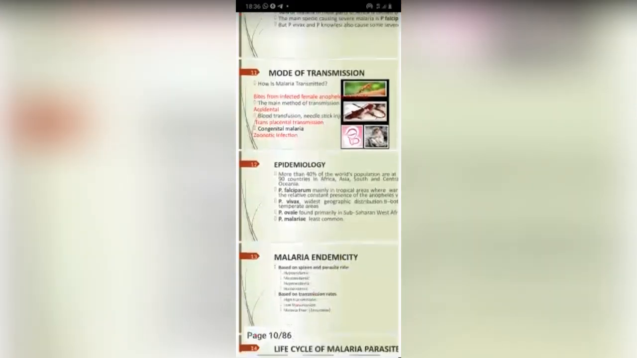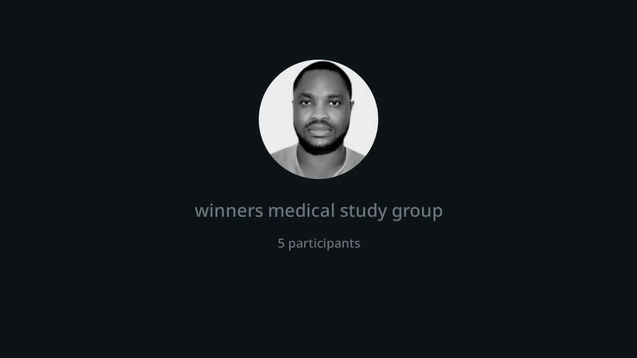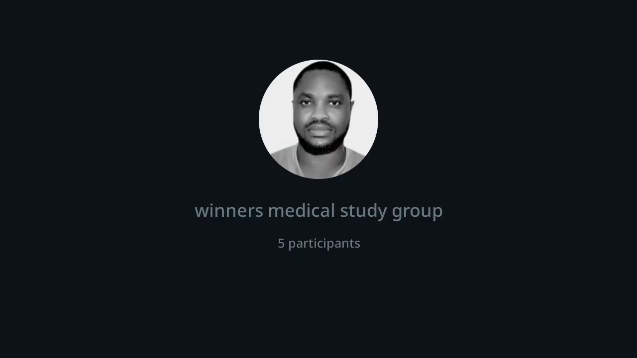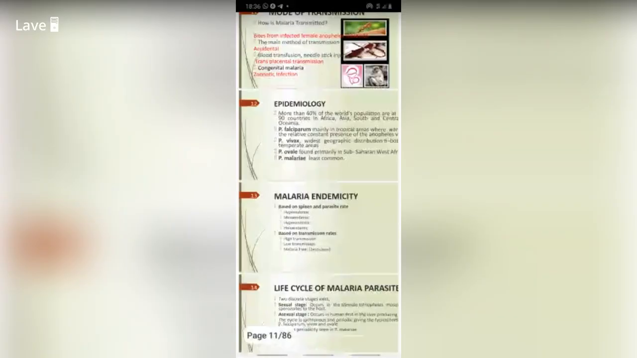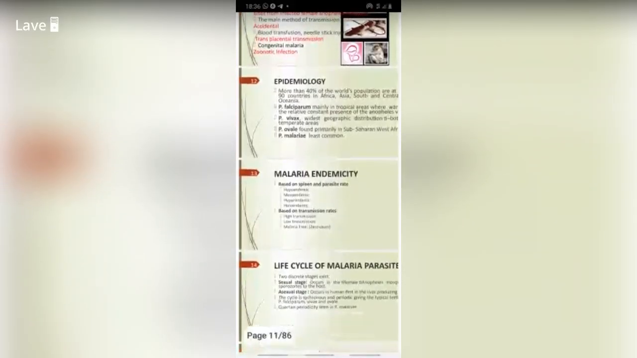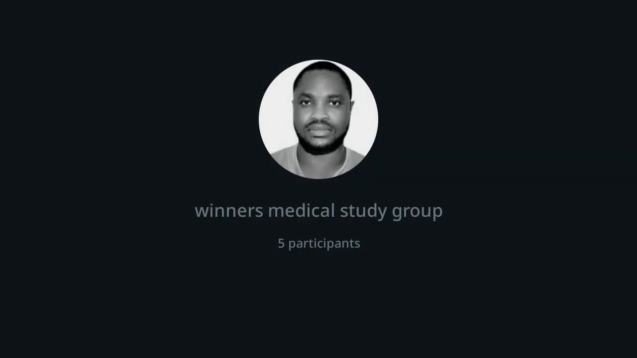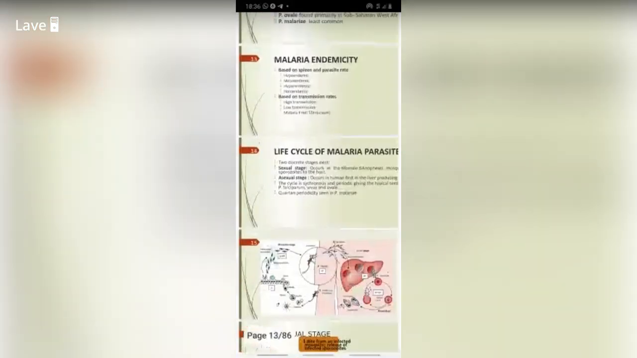So how is it transmitted? Malaria is transmitted by the bite of an infected female Anopheles mosquito. A lot of times when we're asked, it has to be an infected female Anopheles mosquito, and that is the major mode of transmission. It could also be accidental, in blood transfusion and needle stick injury. We could also have transplacental transmission, and that's why I said I'm teaching malaria with respect to pediatrics, because for us, congenital malaria is also a form of malaria, and the mode of transmission is transplacental. Then there are zoonotic infections too.